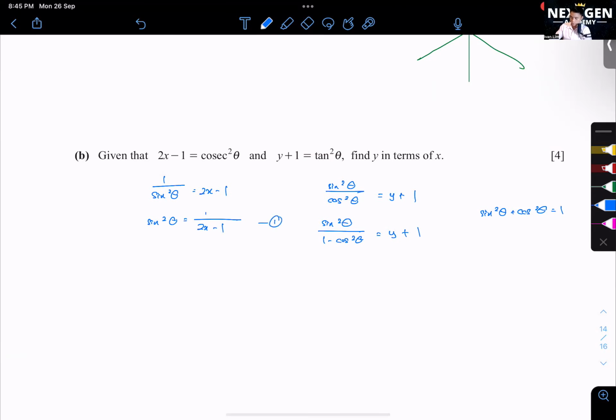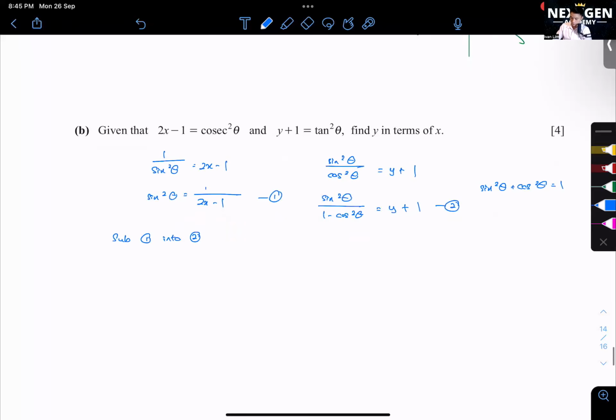Let's say this one is equation 1 and this one equation 2, so I sub equation 1 into 2. Let's do the process. So 1 over 2x minus 1, over 1 minus 1 over 2x minus 1, equals y plus 1. So I sub into here.